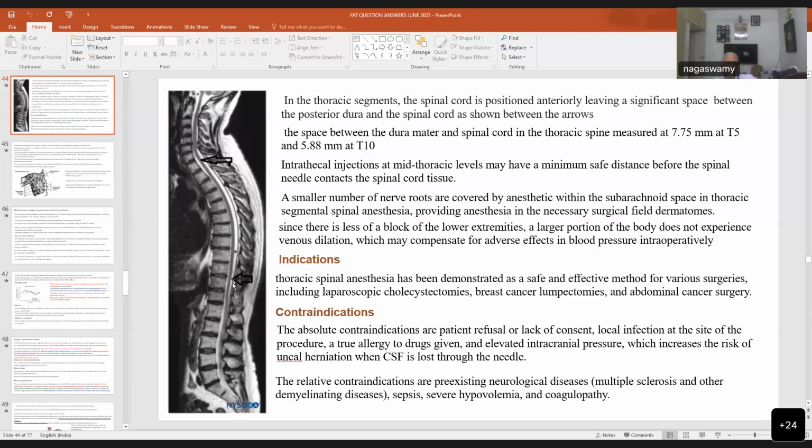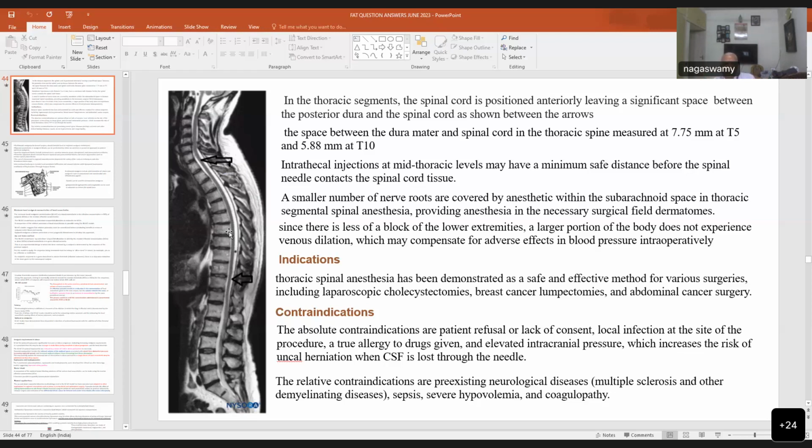So in that space, if you inject, naturally by capillary action, it will spread. Whereas here in the thoracic region, one is the curvature of the thorax, and second is the potential space that you have between the ligamentum, the posterior dura and the spinal cord itself. So the fluid stays more here because there is no pressure to spread it upward or downward. It is like a sausage where it is deposited into the CSF and stays within the area where you inject.